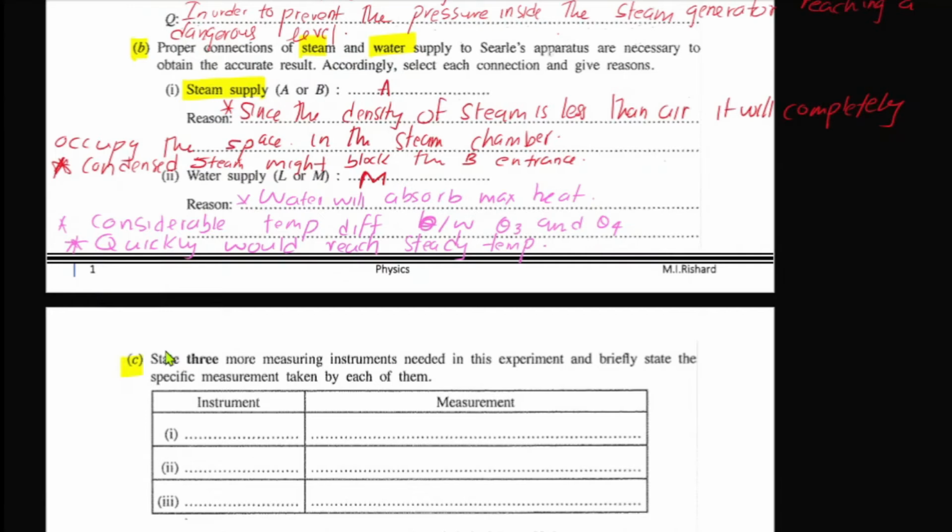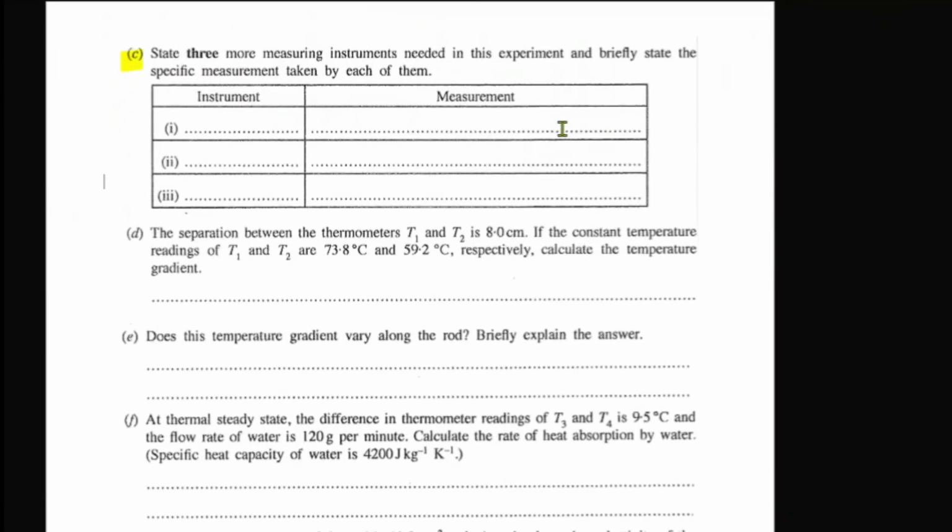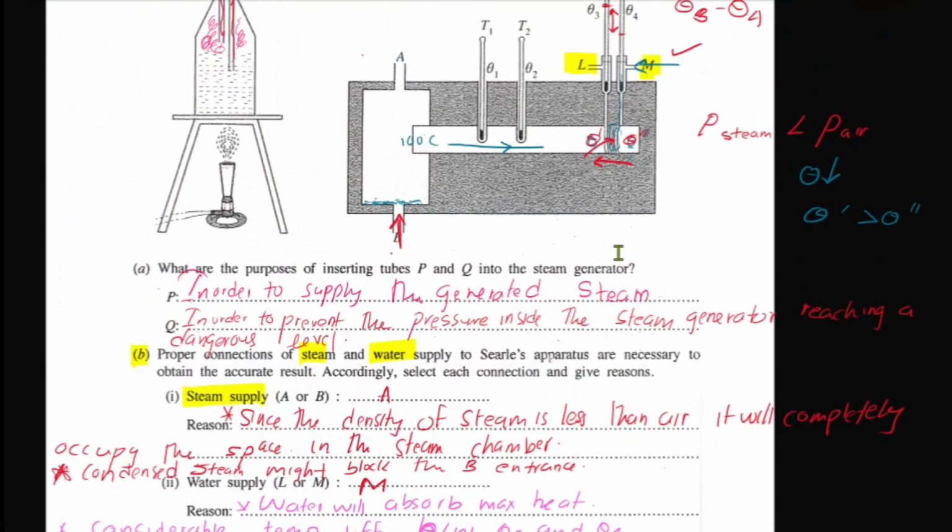In the C part, what they are saying is for us to state three more measuring instruments needed in this experiment and briefly state the specific measurement taken by each of them. What do we need further? To find the conductivity of this metal, we need the area, right? We need the cross-sectional area of this rod.